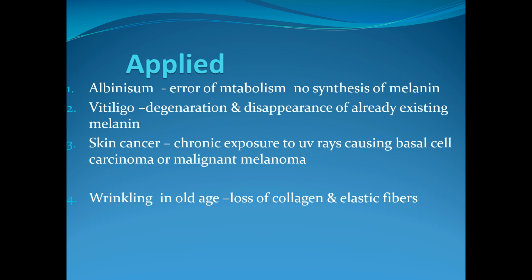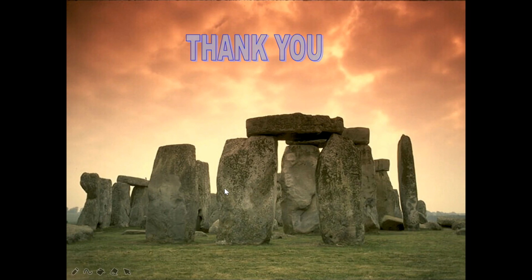In the applied aspect, albinism involves an error of metabolism. There is no synthesis of melanin. Vitiligo is the degeneration and disappearance of already existing melanin. Skin cancers are there due to chronic exposure to UV rays, causing basal cell carcinoma and malignant melanoma. Wrinkling in old age is due to the loss of collagen and elastic fibers.